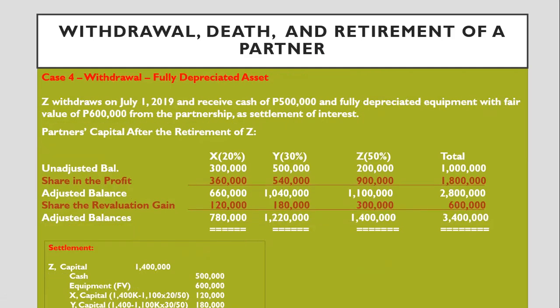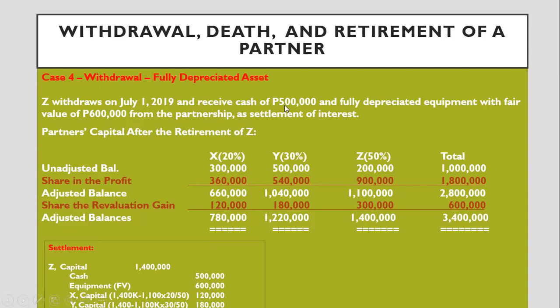Case number 4, withdrawal with fully depreciated asset. Z withdraws on July 1, 2019 and receives cash of 500,000 and fully depreciated equipment with a fair value of 600,000 from the partnership as settlement of interest. Partners' capital after the retirement of Z. So we have the same amounts here after the sharing of profit. Now we're still using the same problem.